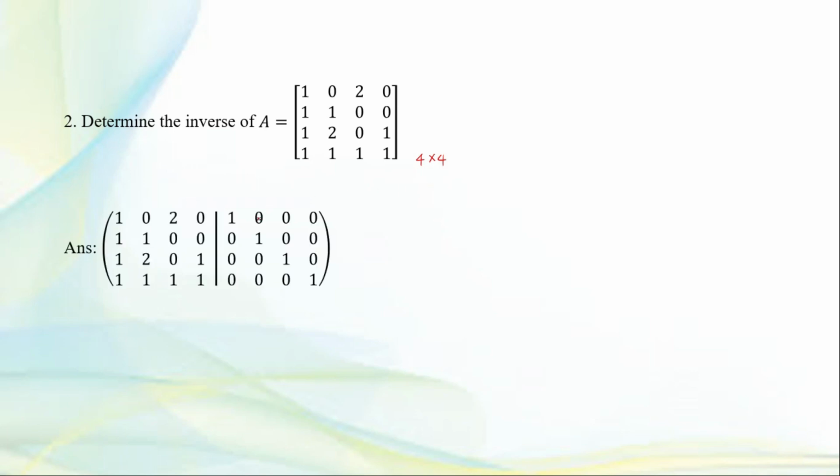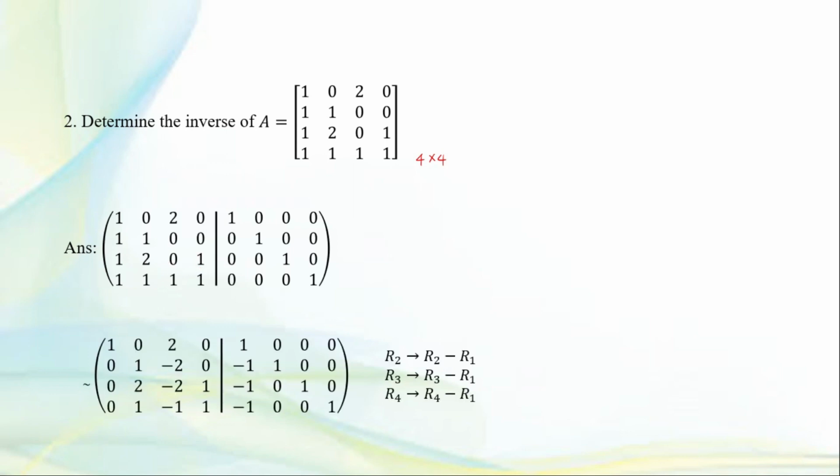Second problem, determine the inverse of 1 0 2 0, 1 1 0 0, 1 2 0 1, 1 1 1 1. This is also a 4 by 4 matrix. So the first step is to place an identity matrix to the right side of the given matrix and do the transformations. These are the transformations. Then the matrix will be like this.